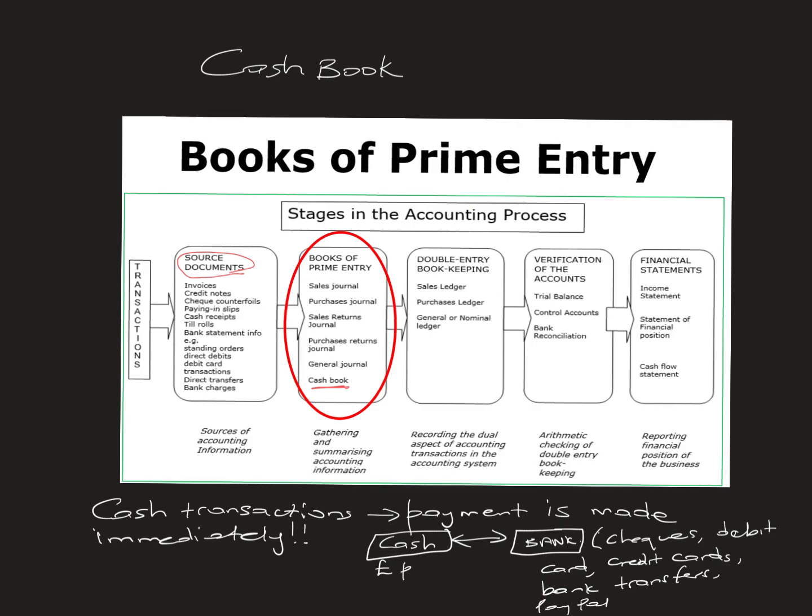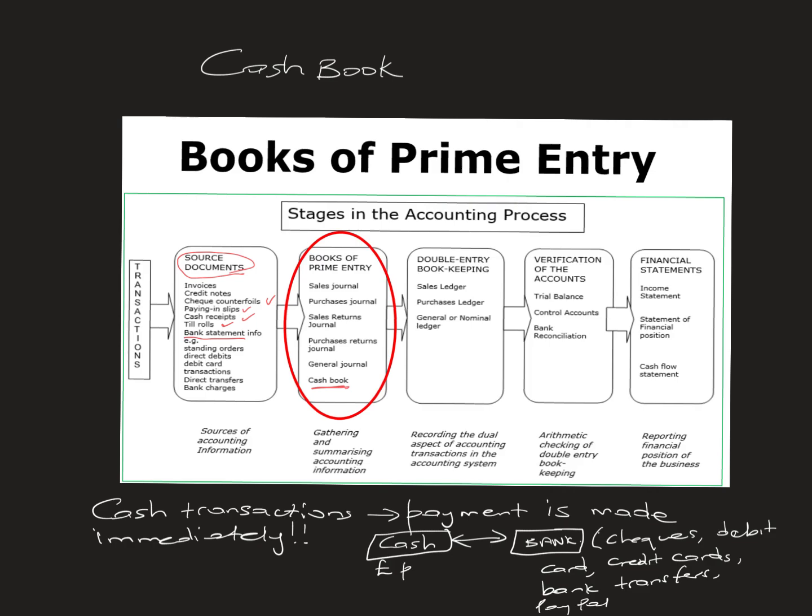So for example, check counterfoils, paying in slips, cash receipts, till rolls, and the bank statement, which will have numerous records of different methods of payment. So for example, debit cards and direct debits and standing orders and the like. Those kinds of payments will actually show up on the bank statement as evidence that this transaction has taken place.